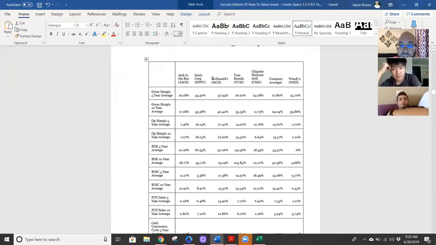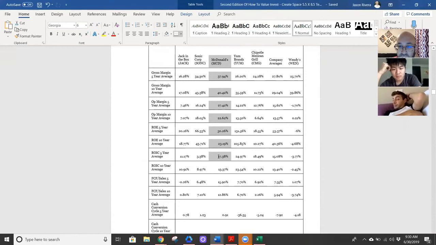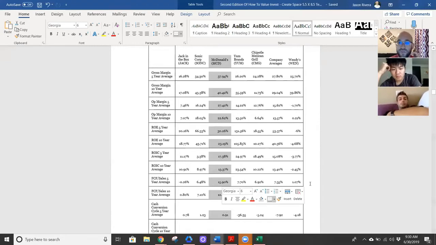So you were talking about McDonald's. These are from 2005 numbers. Anything here catch your eye before we get to Wendy's and the asset reproduction valuation now? The gross margin is one of the highest. Anything else? The return on invested capital is the highest. Cash conversion cycle. Is that the one you're looking at?